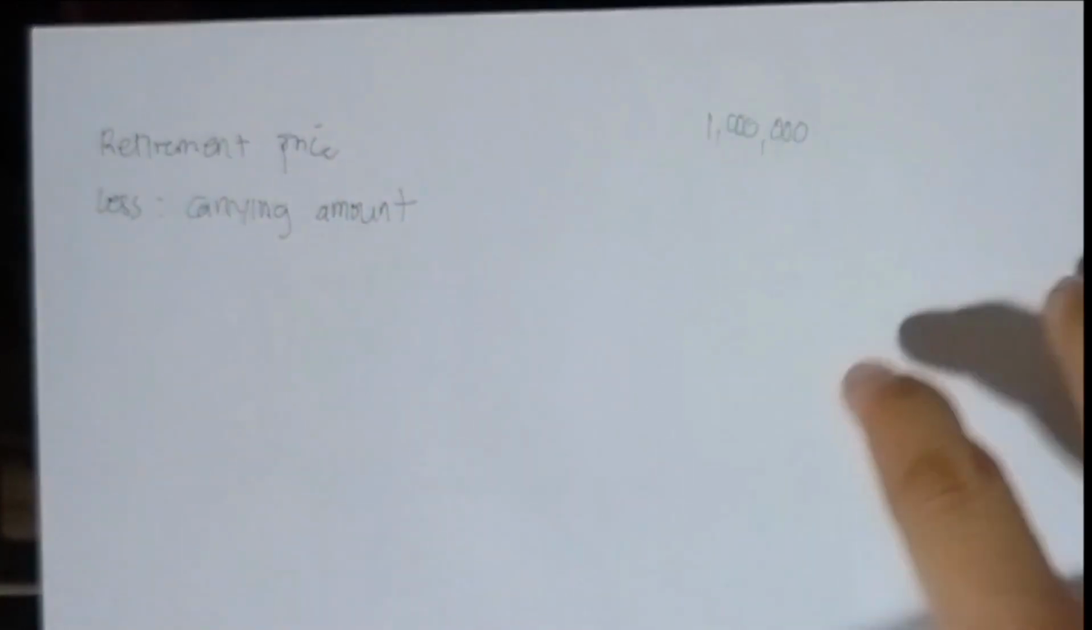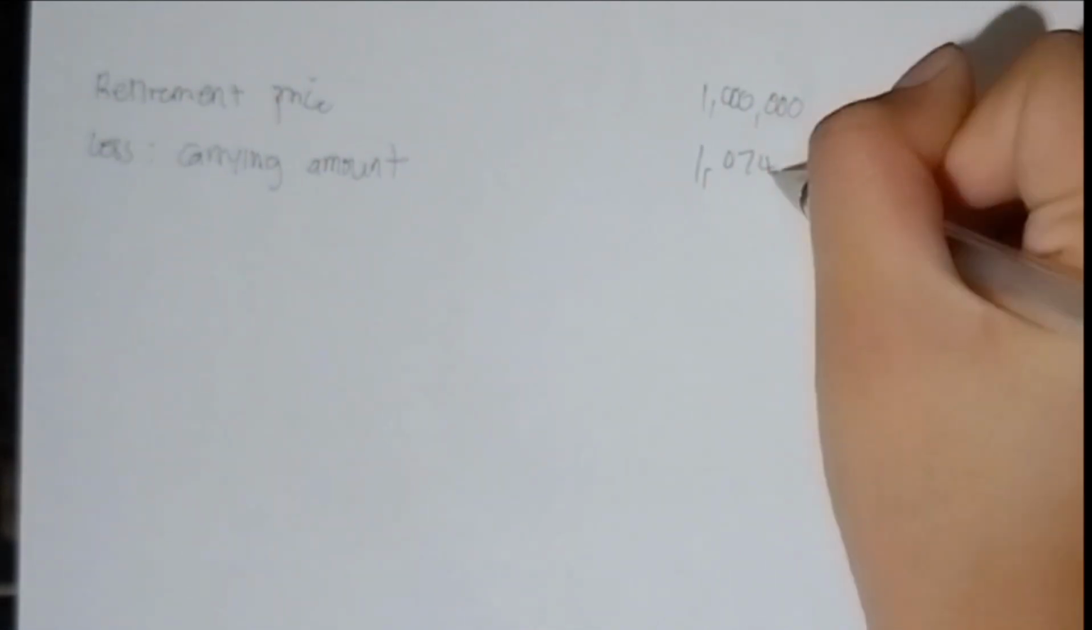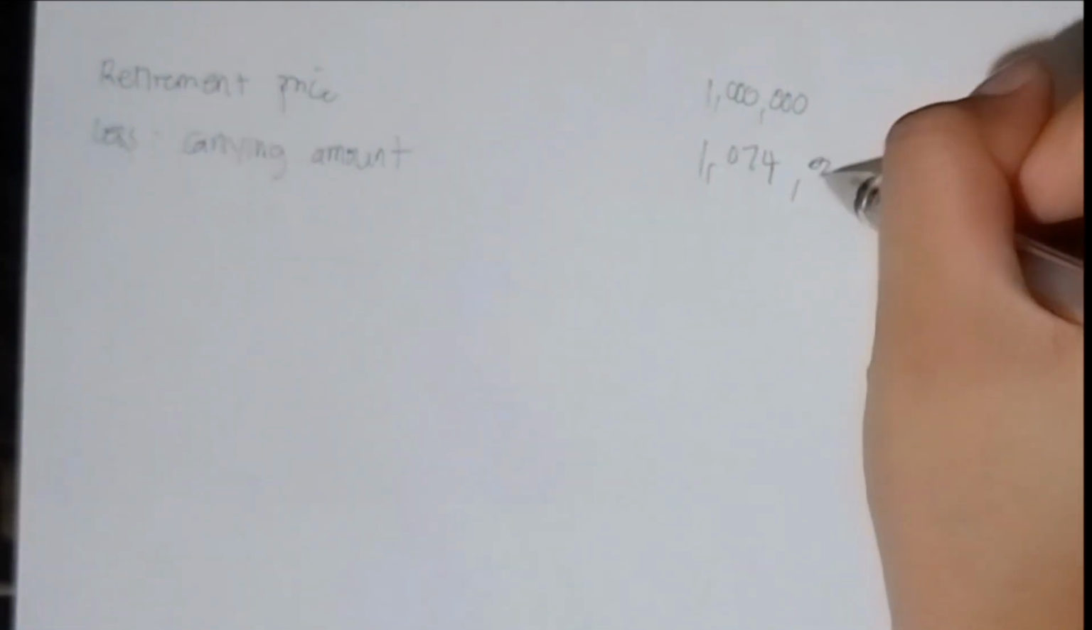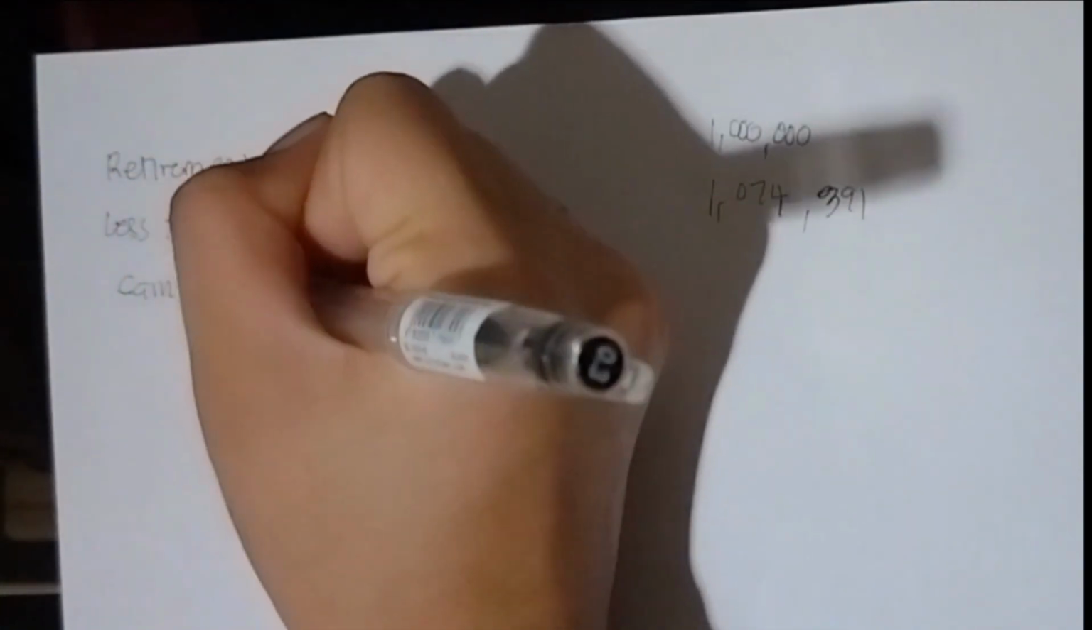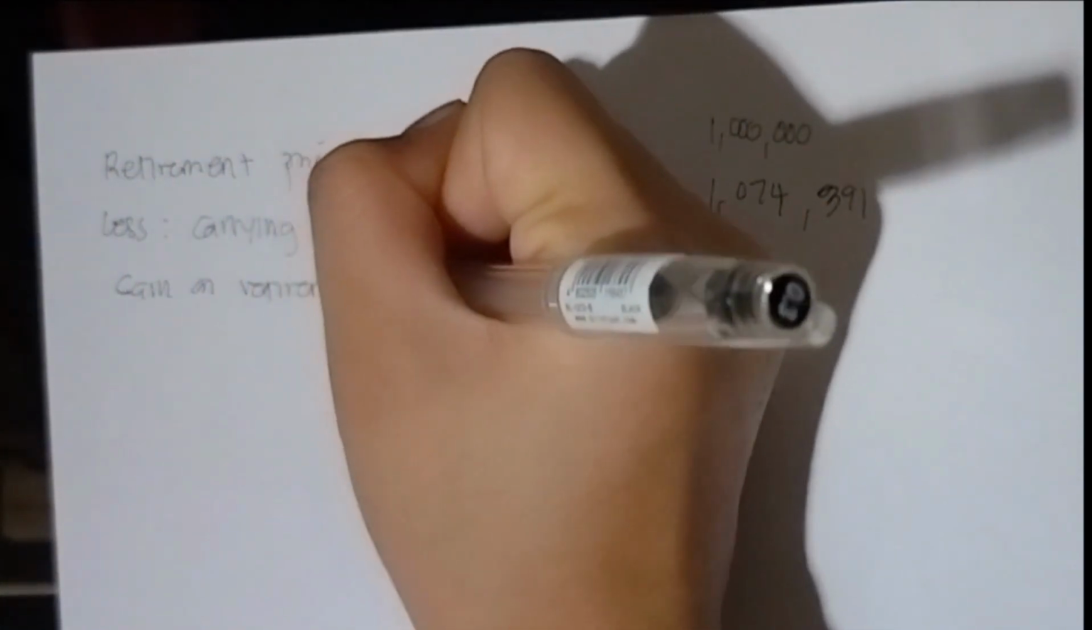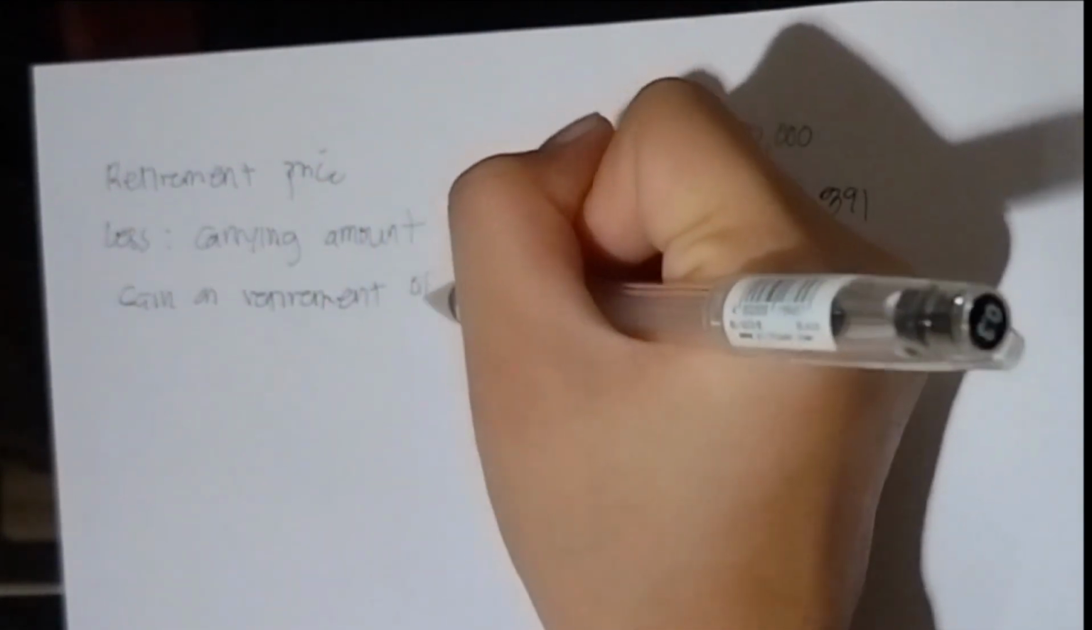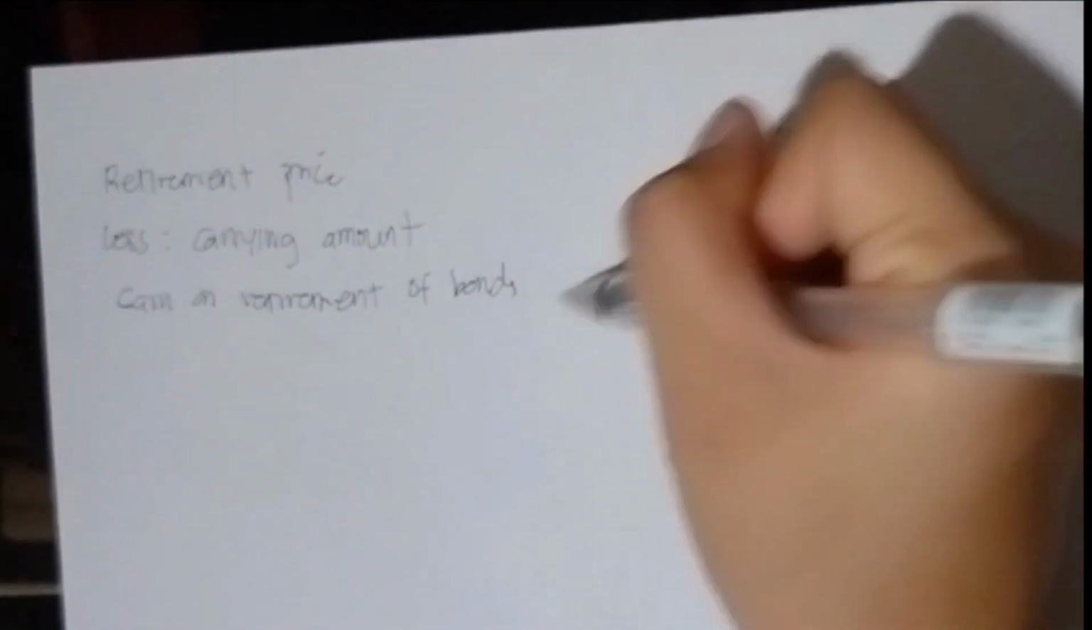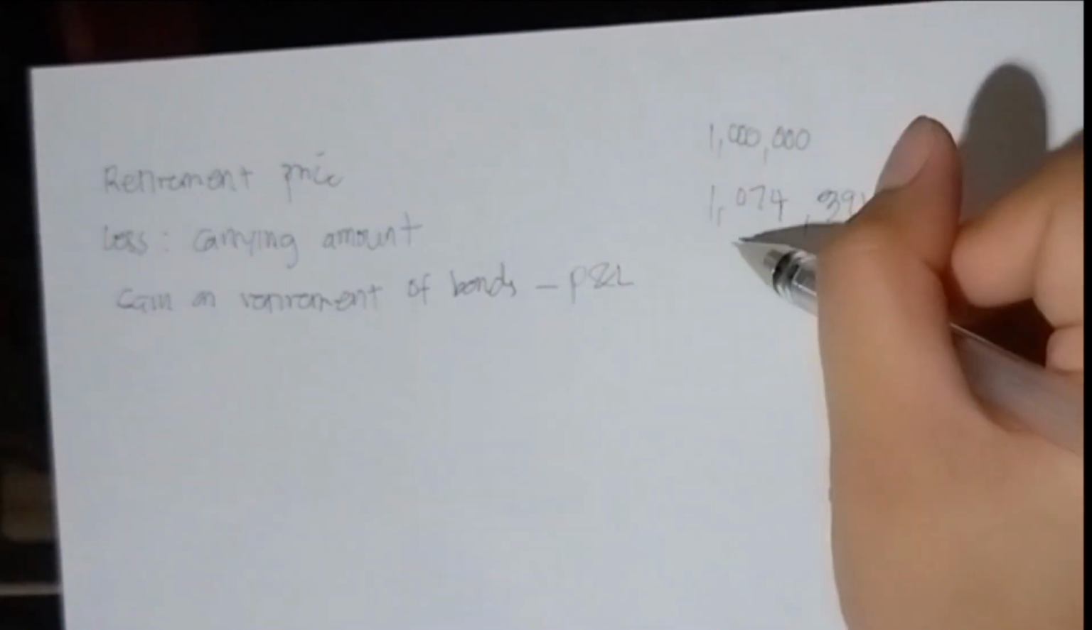So this carrying amount, we can see this in the amortization table. We have here 1,074,391. So we have here the gain on retirement of bonds to be recognized in profit and loss. So this equal to 74,391. So the second requirement is the gain or loss on April 1, 2023 at 105.